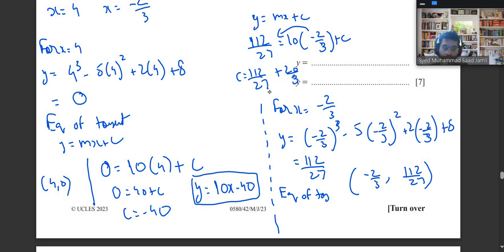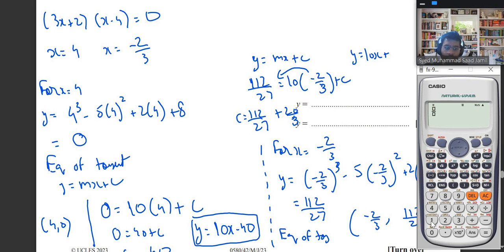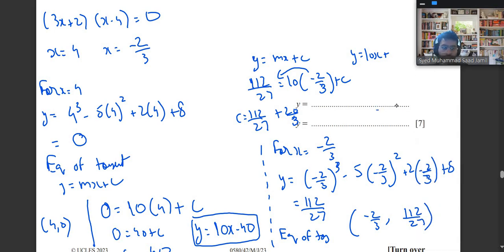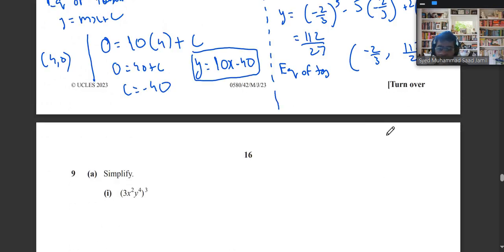So this becomes y equals 10x plus, let me add it, 112/27 plus 20/3. So it's 292/27. So plus 292/27. So your two equations are now y equals 10x minus 40 and y equals 10x plus 292/27. So this is a well worth marks question. 7 marks, it's worth it.